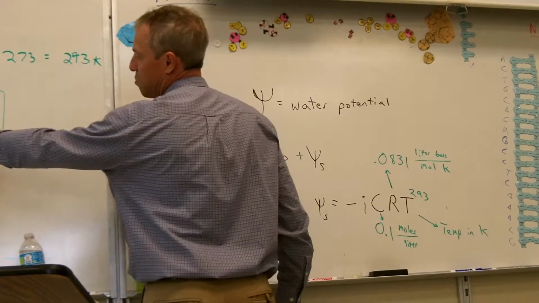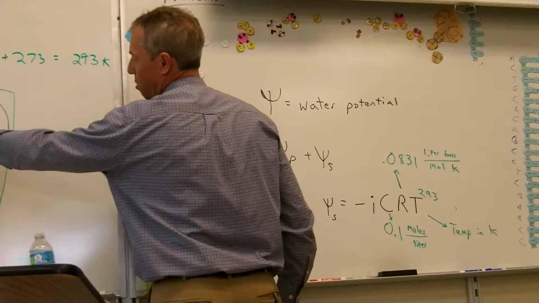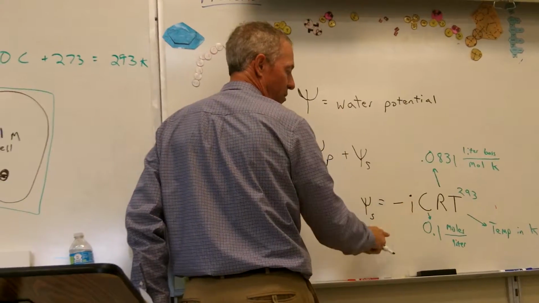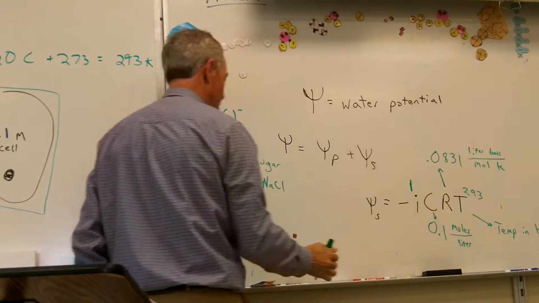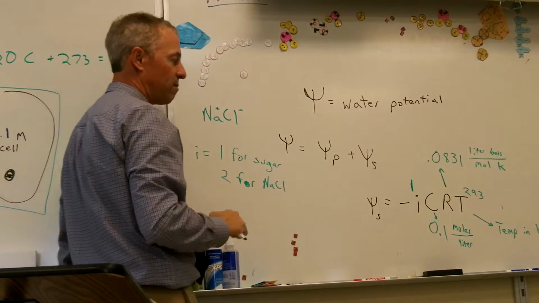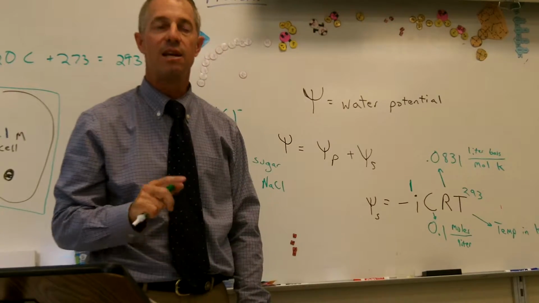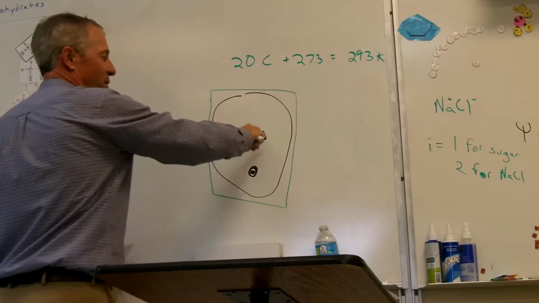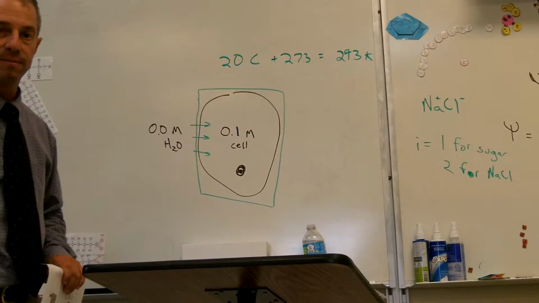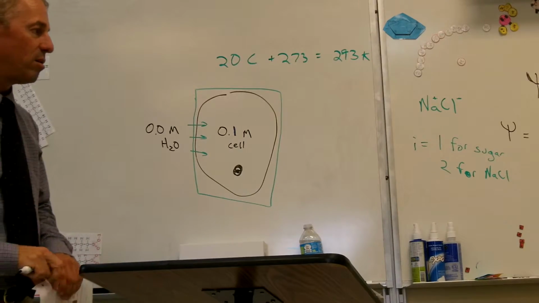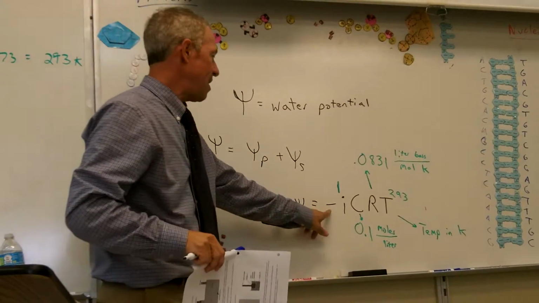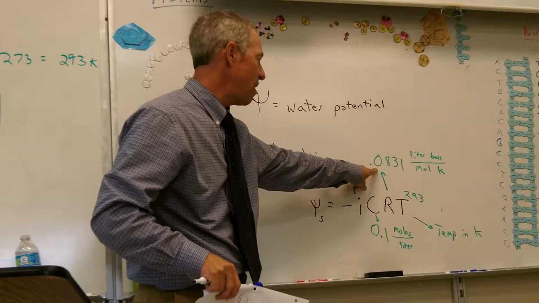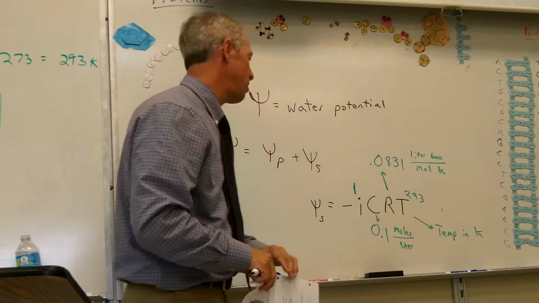And let's say the cell is 0.1 molar sugar. If it's 0.1 molar sugar, what's our I value? 1. Yeah. Because sugar is 1. Can you do this math and figure out what our solute potential is for this fictional cell we just made up? Do it right now. Plug in these numbers. -1 times 0.1 times 0.0831 times 293.